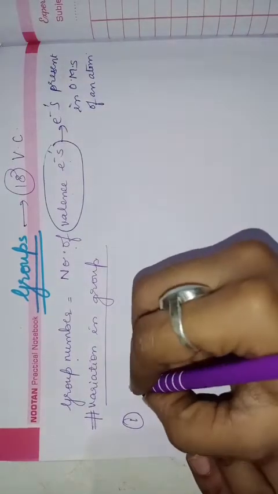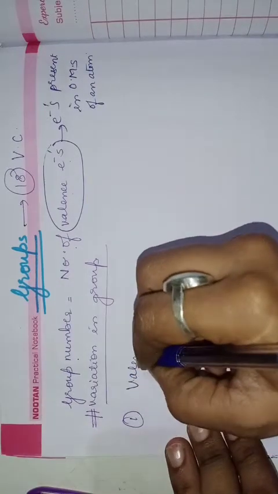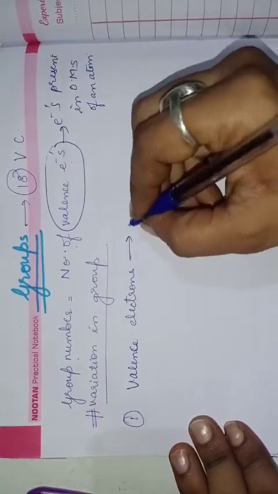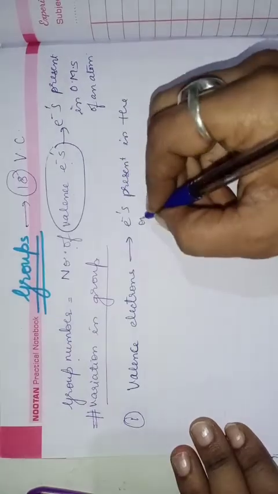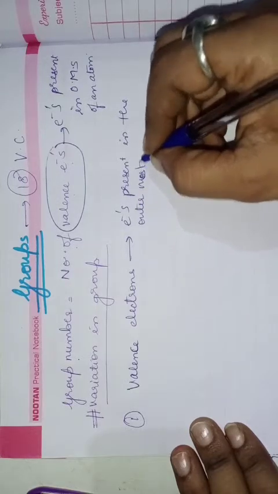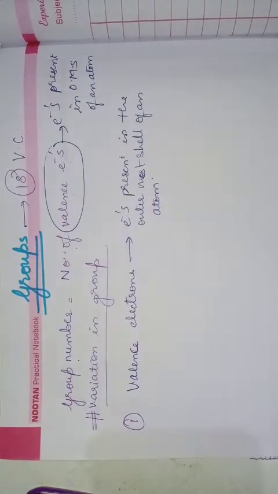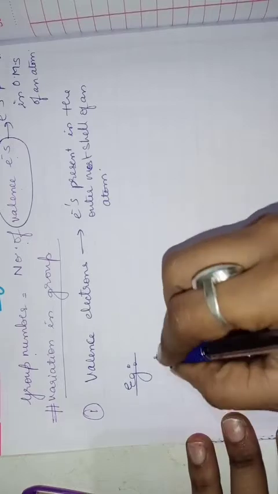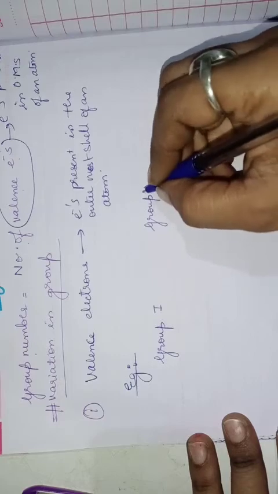Now children, the first variation is the valence electrons. What we have to discuss is the valence electrons. Valence electrons are the electrons present in the outermost shell of an atom, children. Now let us discuss these characteristics by taking some examples. I am taking the example of group 1 and group 2.